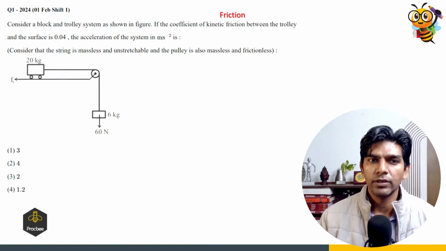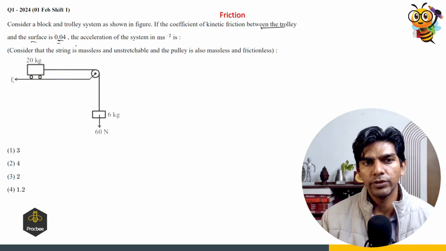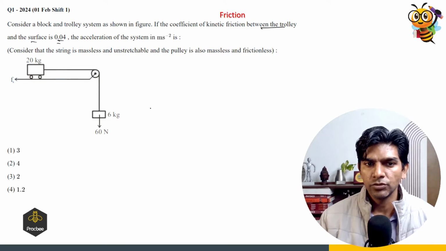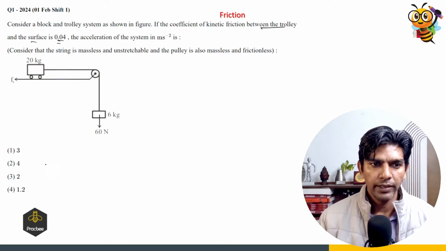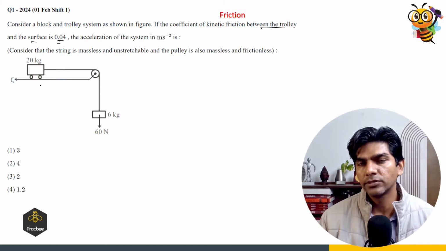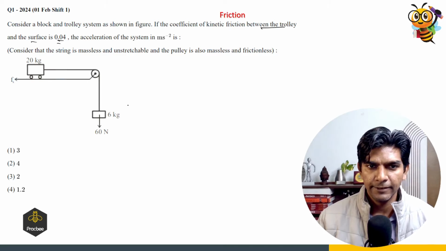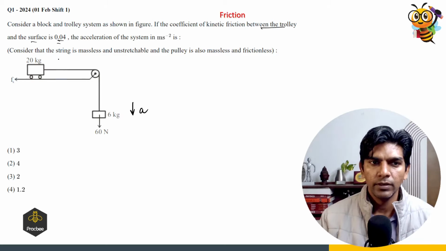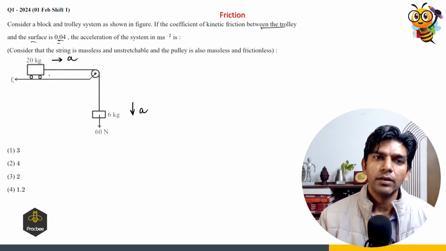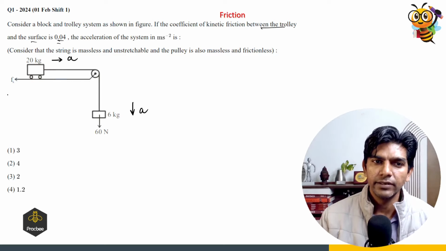Consider a block in the trolley system as shown in the figure. If the coefficient of kinetic friction between the trolley and the surface is 0.04, find the acceleration of the system. Friction is given and all the options are non-zero, so it means the system is sliding, like this trolley is sliding over the surface. Let us say the acceleration is in the downward direction, 6 kg is going down, 20 kg going in the right direction. When the trolley is sliding, the friction has to be kinetic. So kinetic friction is acting in the backward direction.